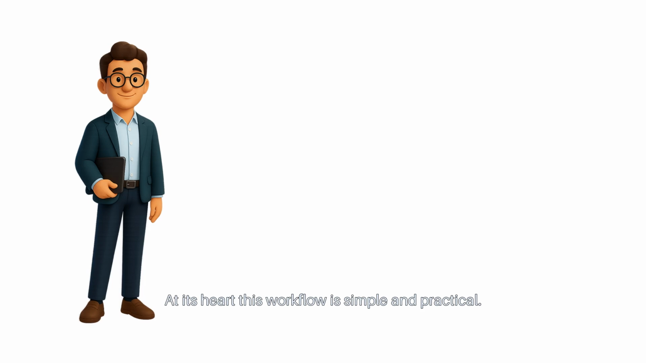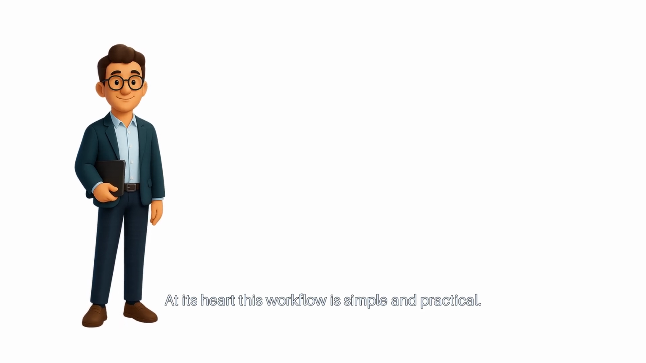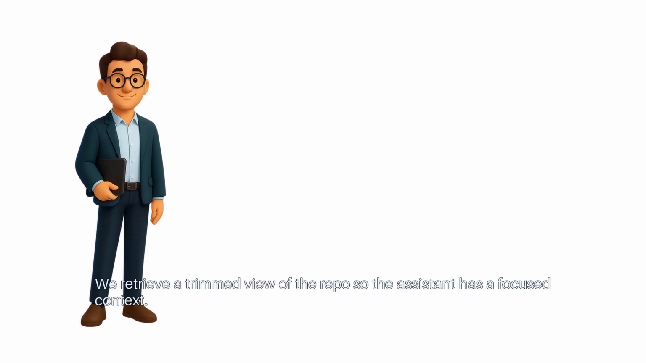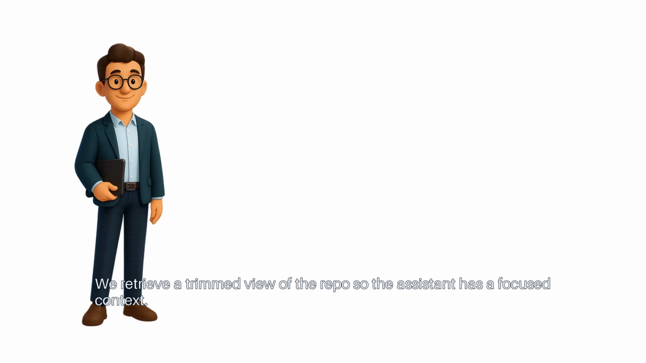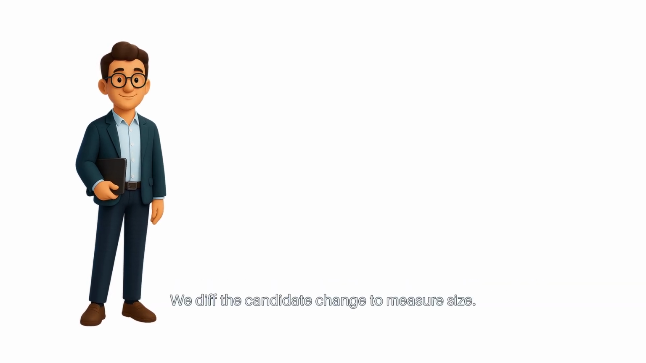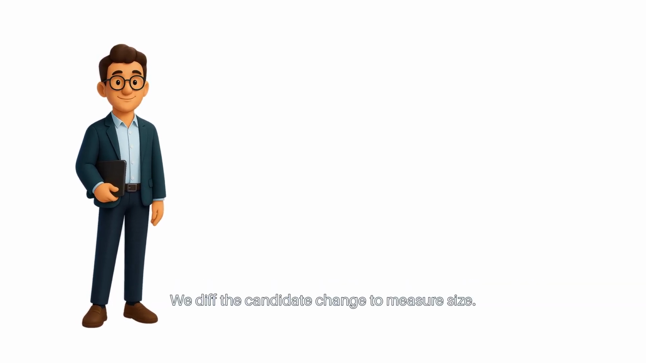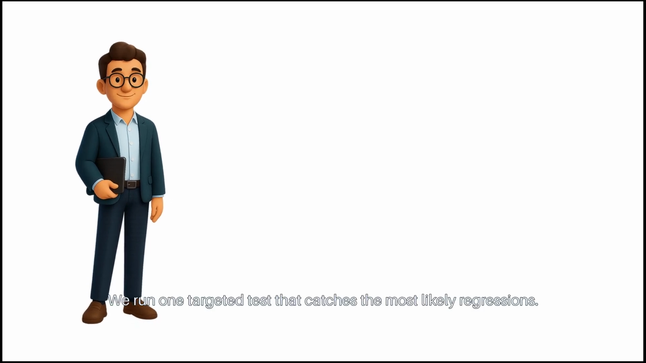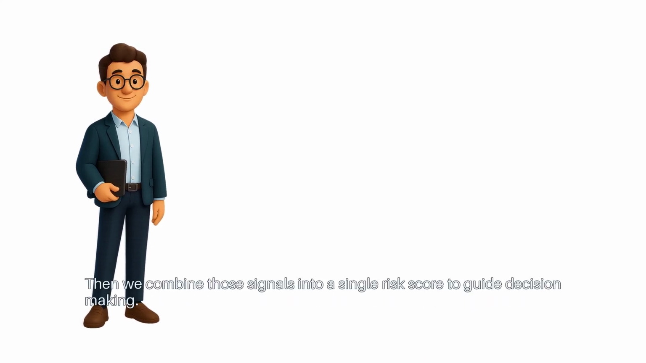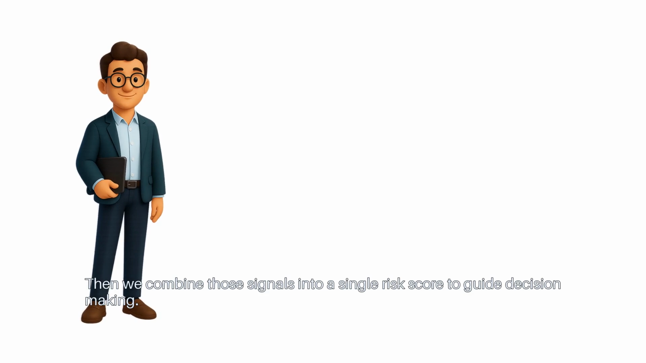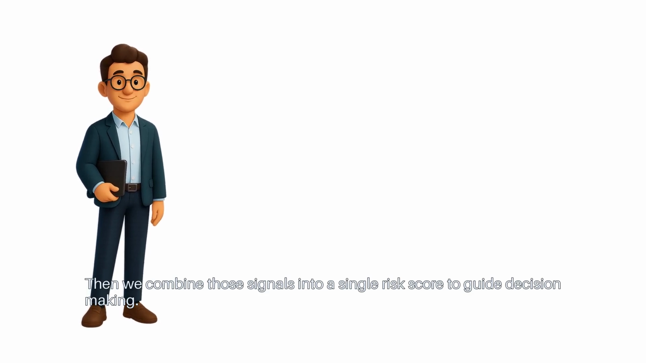At its heart, this workflow is simple and practical. We retrieve a trimmed view of the repo so the assistant has a focused context. We diff the candidate change to measure size. We run one targeted test that catches the most likely regressions. Then we combine those signals into a single risk score to guide decision-making.